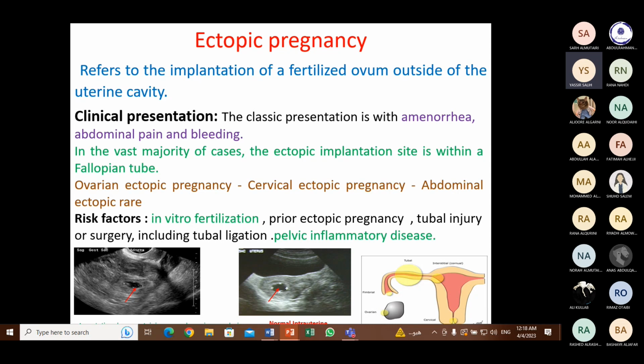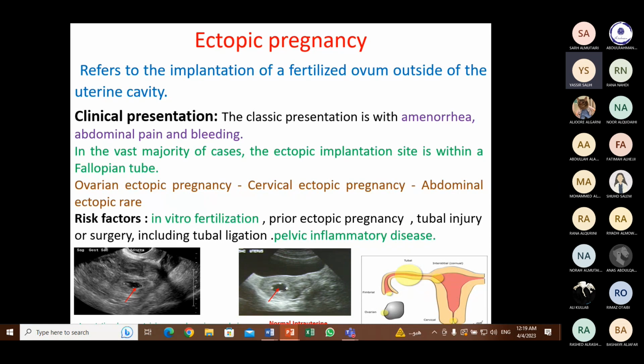We also have risk factors, which are important too. Any patient, for example, with a past history of ectopic pregnancy who presents with symptoms such as amenorrhea, you have to consider ectopic pregnancy again, because patients with a prior history of ectopic pregnancy are more liable to develop it again. Also, if there is any tubal maneuver, injury or surgery, this patient is also more liable to develop ectopic pregnancy.